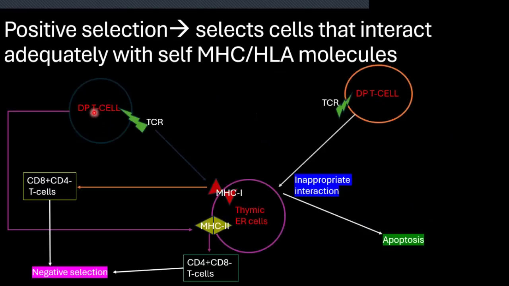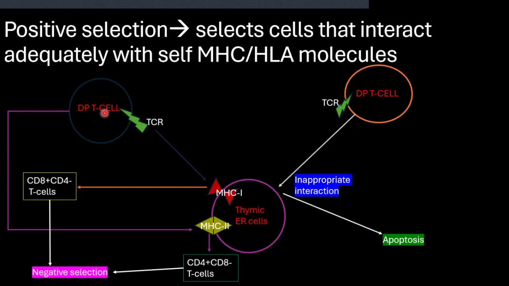Now we have this double positive T cell. First of all, this positive selection is important in that it selects cells that are able to interact appropriately with self MHC or the HLA molecules, so the major histocompatibility molecules and the human leukocyte antigen molecules. So we have these double positives, which have both CD8 and CD4 molecules, and these thymic epithelial reticular cells, most likely the type 2 within the cortex.